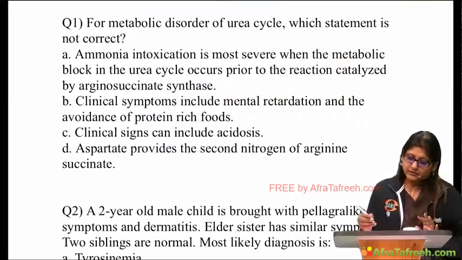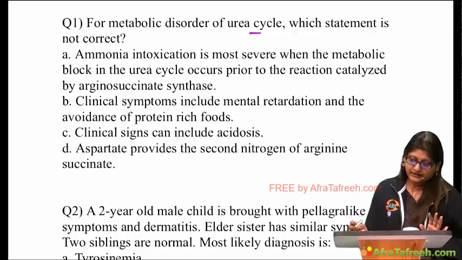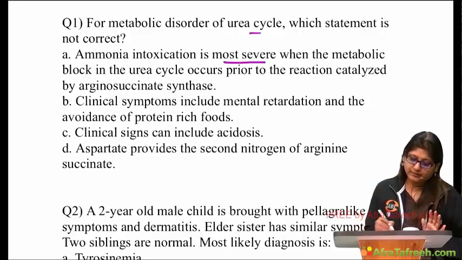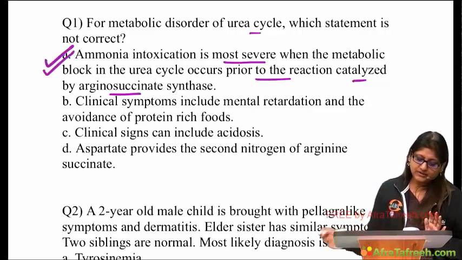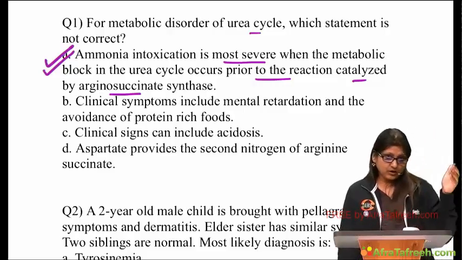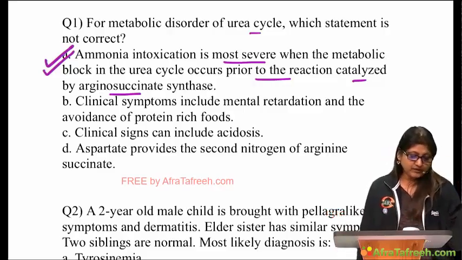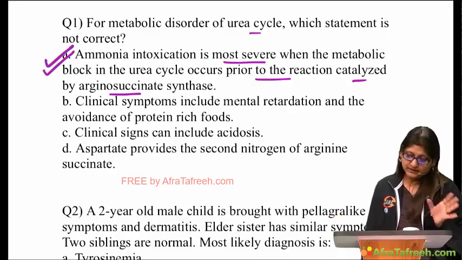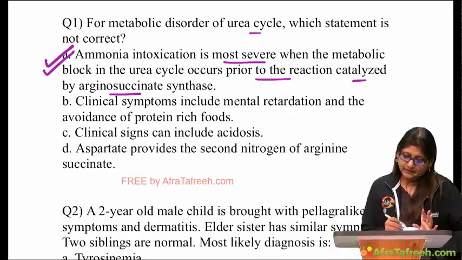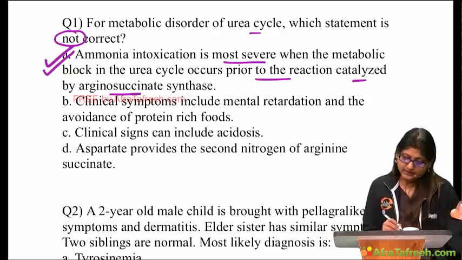Okay, now coming to the question, for metabolic disorder of urea cycle, which statement is not correct. So ammonia intoxication is most severe when metabolic block is prior to the reaction catalyzed by argininosuccinate synthase. Earlier the block, more chances of getting the frank ammonia in the blood. So this is the correct statement. We have to find the not correct statement, right? So we'll see what all correct statements are there.